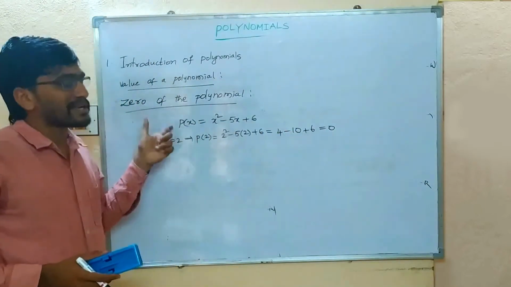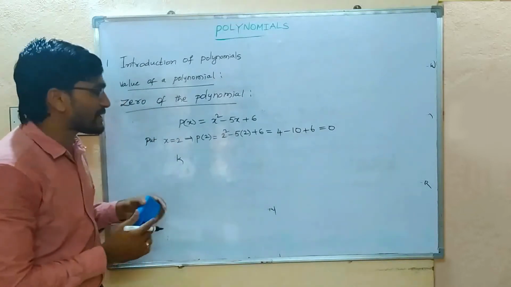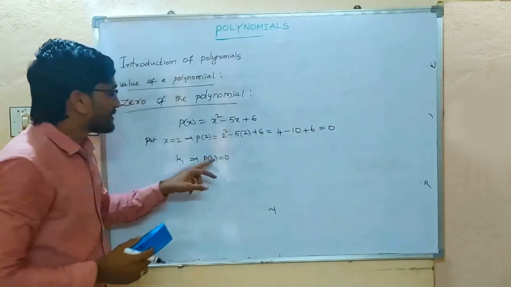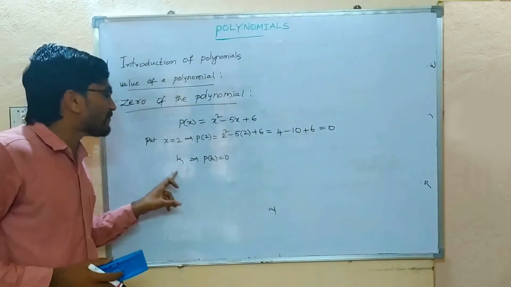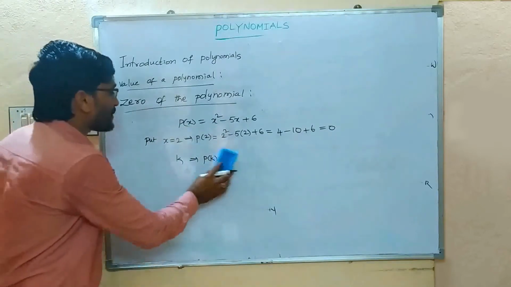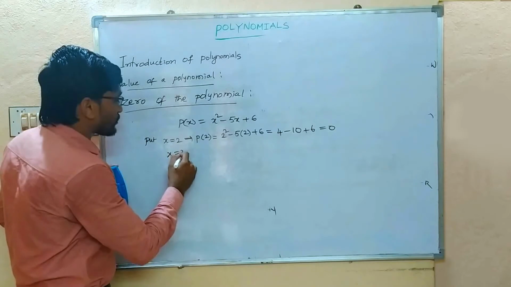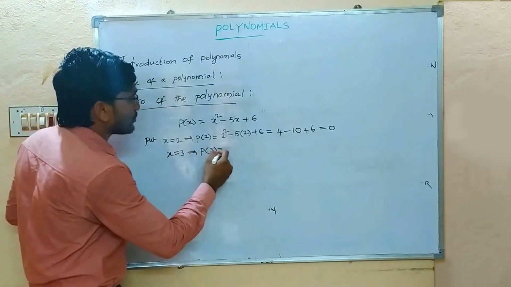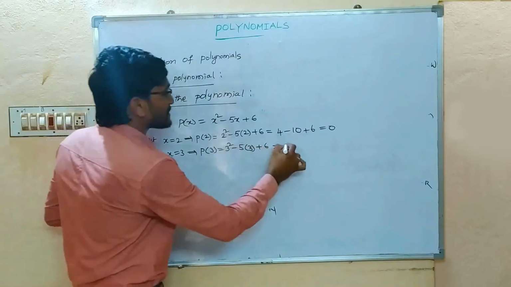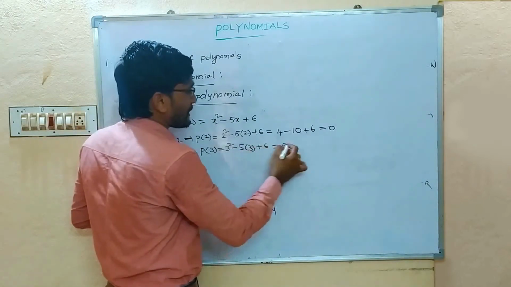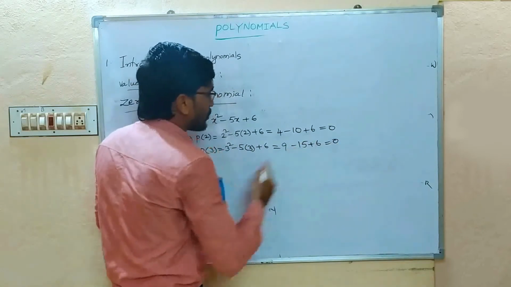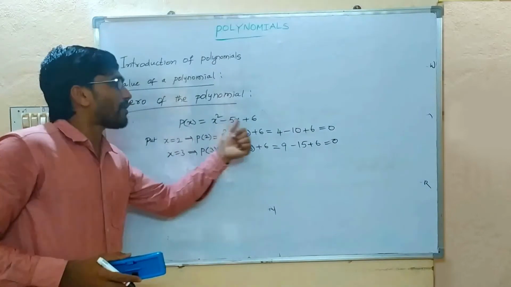That means k is any real number. If we get p of k is equal to 0, then we say that k is the zero of the polynomial p of x. Like that, it is the zero of the polynomial. Another one, if we substitute x equal to 3, p of 3 is equal to 3 square minus 5 into 3 plus 6. 3 square means 9. Minus 5 into 3, minus 15 plus 6. 9 plus 6, 15. 15 minus 15, 0. So hence 3 is called a zero of this polynomial.